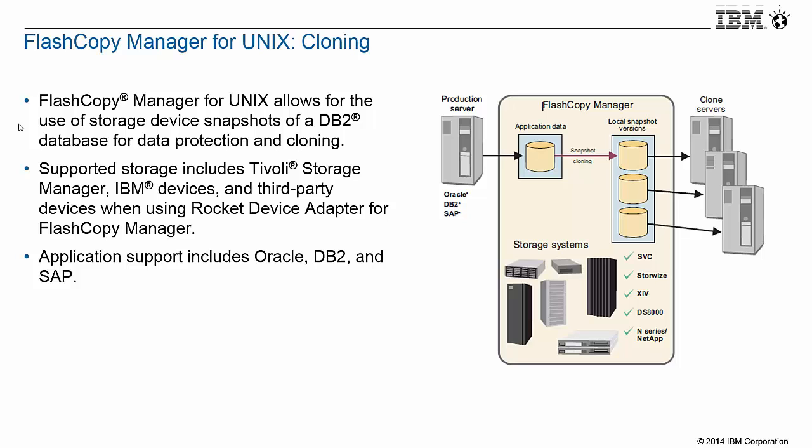So what FlashCopy Manager for Unix allows you to do is to produce the clone using hardware-based snapshots. That is to say, the data from Oracle, DB2, or SAP is on a supported storage subsystem that is able to produce snapshots. And when FlashCopy Manager for Unix initiates the cloning process, it is able to use that hardware snapshotting technology to produce a consistent clone copy, or even multiple consistent clone copies, very quickly and efficiently.